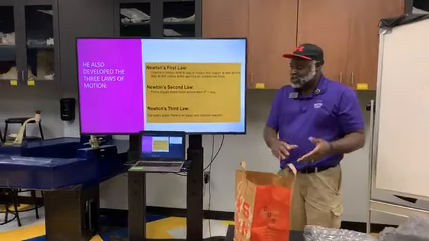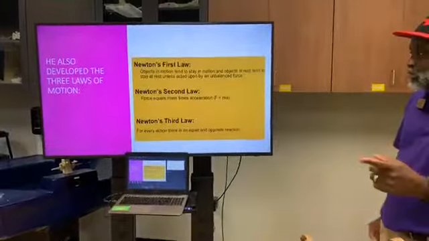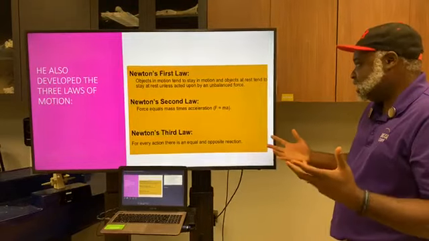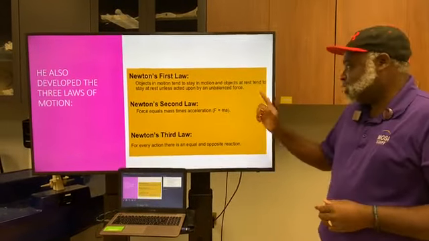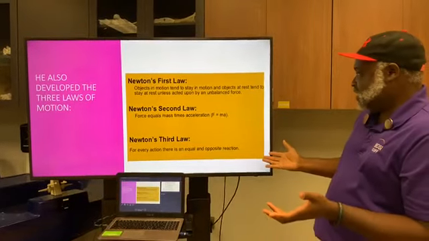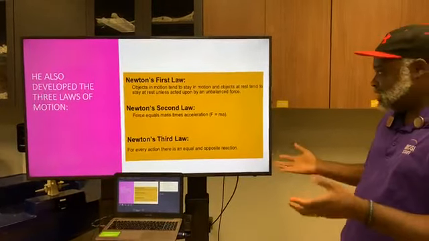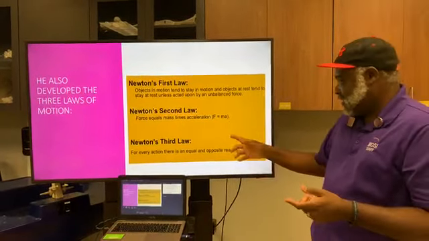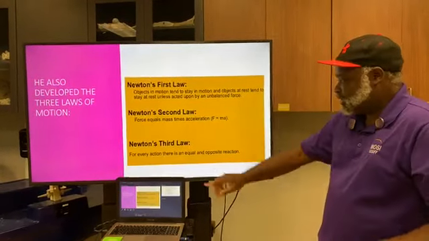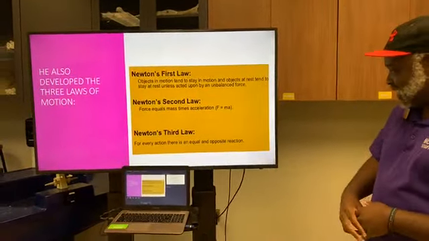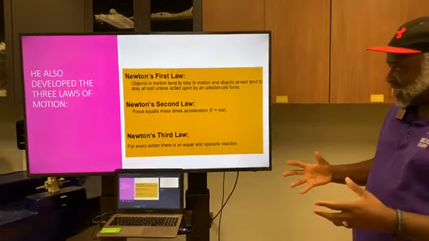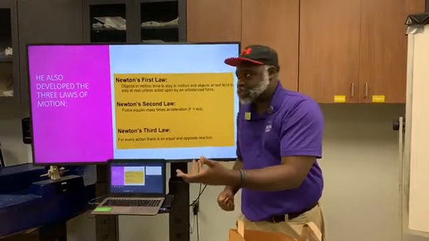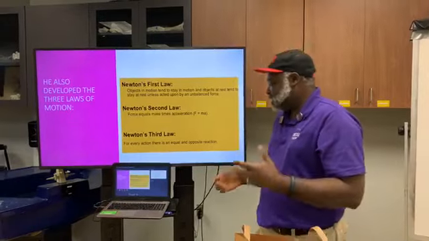He also, with this, develops 3 laws of motion. These 3 laws are very important to developing overall physics and physics concepts. Newton's first law: objects in motion tend to stay in motion, objects at rest tend to stay at rest unless acted upon by an unbalanced force. Second law: force equals mass times acceleration, F equals m times a, or inertia. Third law: for every action there is an equal and opposite reaction. And so because of his ponderings and him thinking about these things, he developed these different ideas for physics.